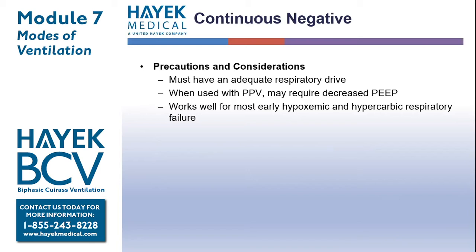When used with positive pressure, it may require decreased PEEP. The continuous negative and PEEP are additive to FRC, and increased FRC beyond a certain point may create increased pressures with tidal ventilation during positive pressure ventilation. Continuous negative works well for most early hypoxemic and hypercarbic respiratory failure cases.